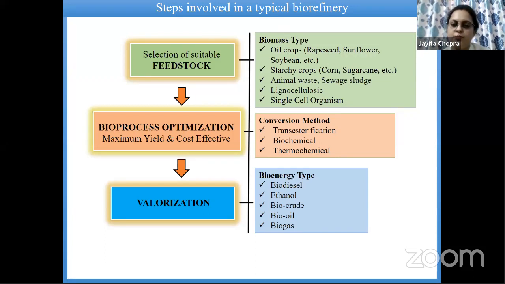followed by process optimization, one of the most critical steps in any bioprocess or product development. The different methods used are trans-esterification, biochemical methods, and sometimes thermochemical methods like gasification or pyrolysis, followed by the valorization of the waste streams produced by the process. If we can valorize the waste into value-added products, we can have some economic advantage in the process. The different products that we can get are biodiesel, bioethanol, biocrude, etc.